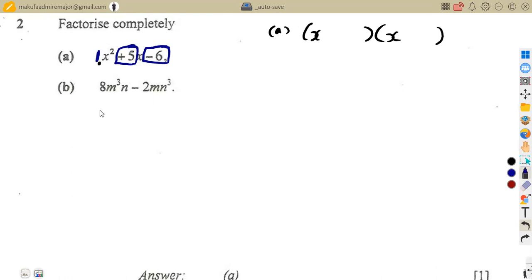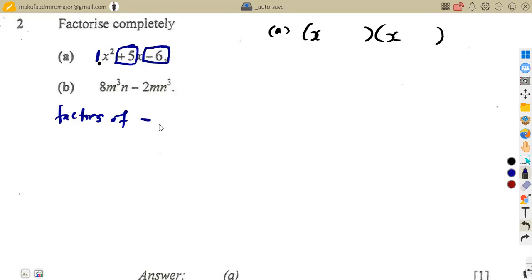So there are so many factors of negative 6. You are concentrating on factors of what? Of negative 6. All right, sorry, let me just put this one so that we can list our factors together. So like I said here, we are going to consider the factors of what?